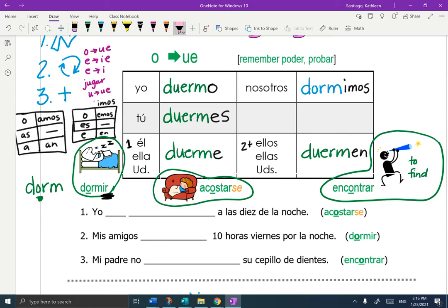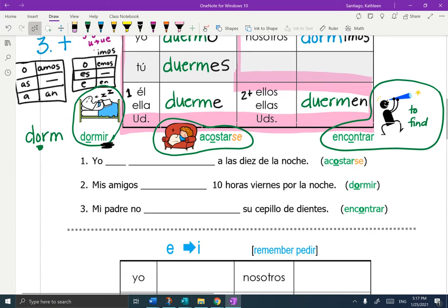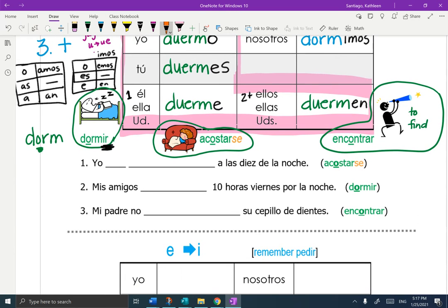The first thing I want to do is to remember to draw in my boot. Everything inside the boot of the boot verb changes, while vosotros and nosotros are kicked out. Muy bien. Now let's try to do one of these. So, yo blank a las 10 de la noche. The verb in parentheses is acostarse. I'm going to deal with the se first. Because it's yo, I have to match.